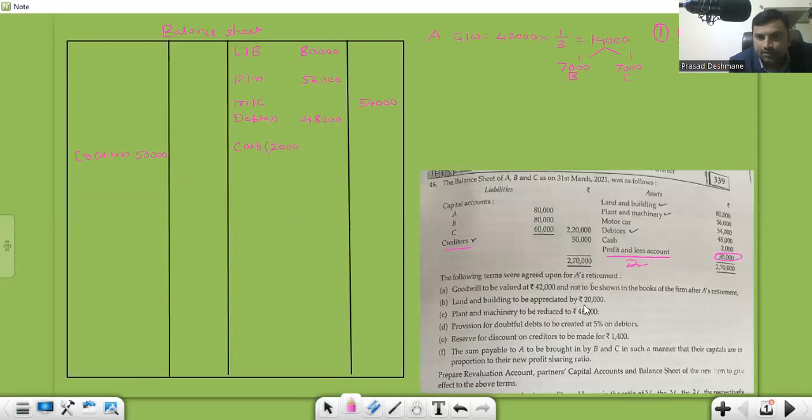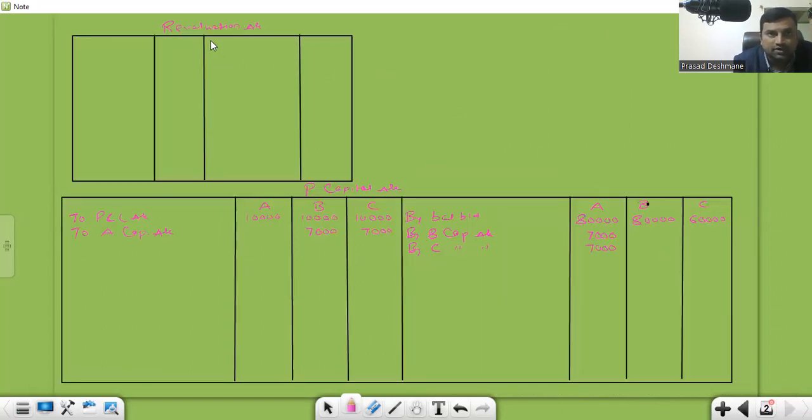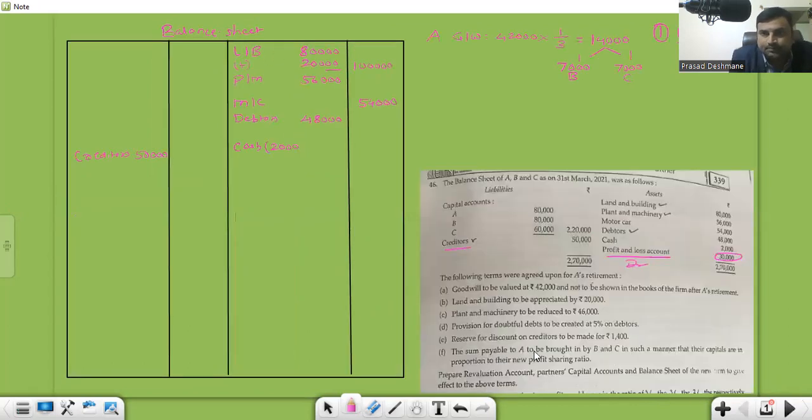After that, land and building to be appreciated by 20,000. So appreciated means add 20,000, it comes to 1 lakh. Now land and building appreciation means asset appreciation. It's a good thing for us. That's why reval credit side. Land and building 20,000 on the credit side.